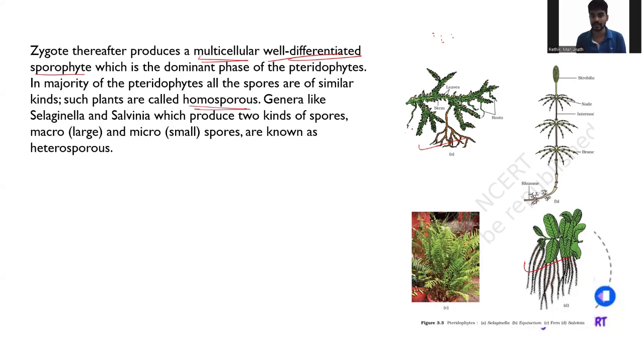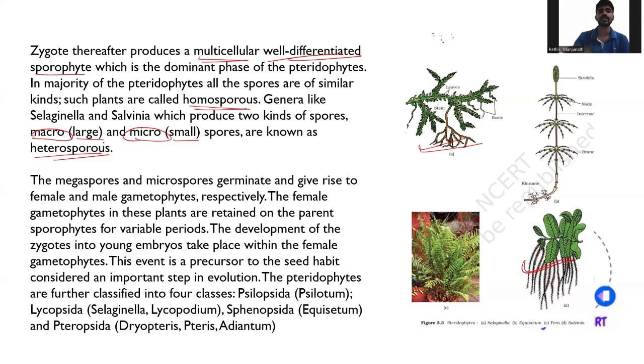Whereas in some other species, like Selaginella as well as Salvinia, in these two plants you will see two kinds of spores. One is the macrospore and the other is the microspore. Macro means large, micro means small spores. And this is called heterosporous. Later on these spores will germinate.